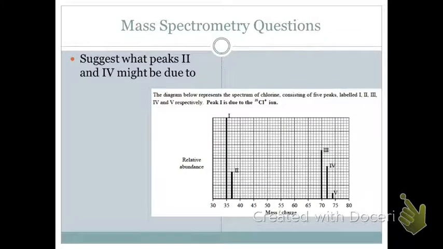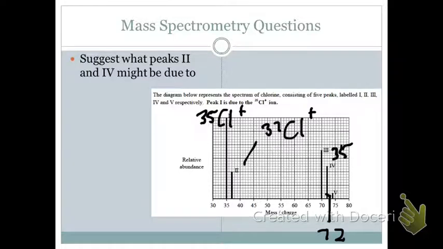Suggest what peaks 2 and 4 might be due to. Well, we already talked about peak 2. Peak 2 was the chlorine 37 ion. Peak 4 seems to be appearing at a mass of 72. What could equal 72 could be the chlorine 35 and the chlorine 37 ions combined into a diatomic molecule. That would be your 2 answers. Peak 2 is the chlorine 37 ion. Peak 4 is the chlorine 35-37 diatomic molecule.